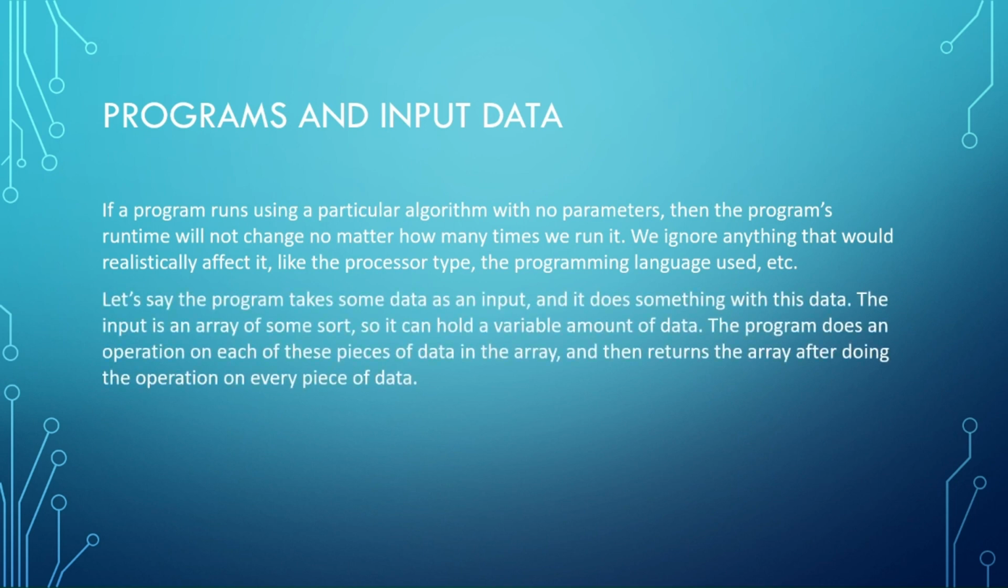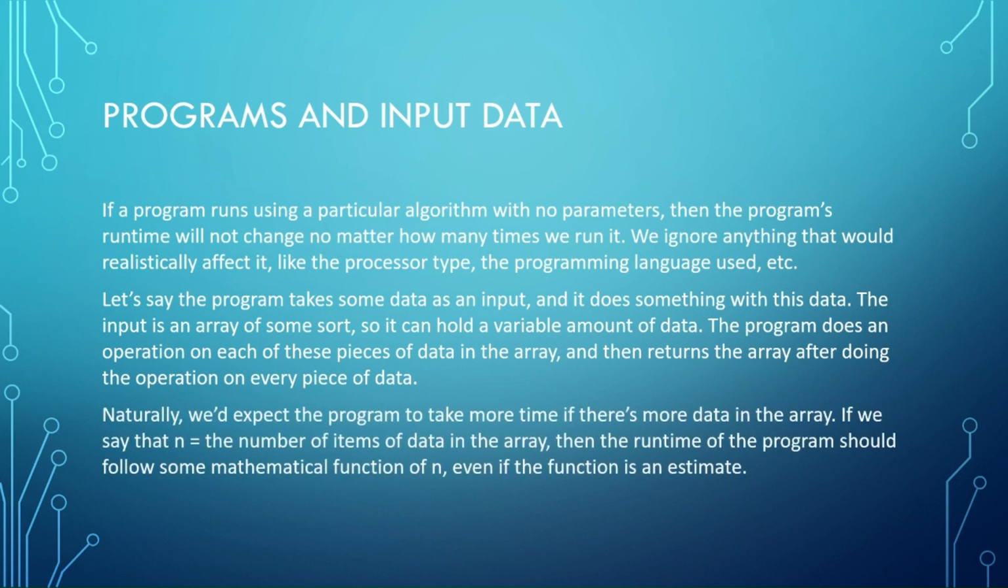So let's say the program takes some data as an input and it does something with this data. So this time it has some parameters. The input is an array of some sort, so it can hold a variable amount of data. That's a key point. And the program does an operation on each of these pieces of data in the array, and then it doesn't need to return the array. The important things are the array has a variable amount of data, and the program does an operation on each of these pieces of data.